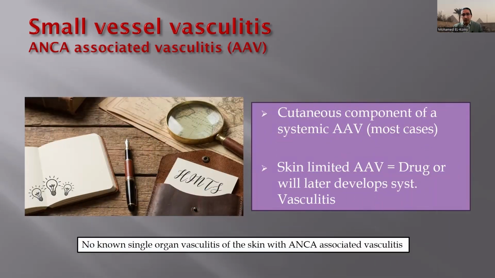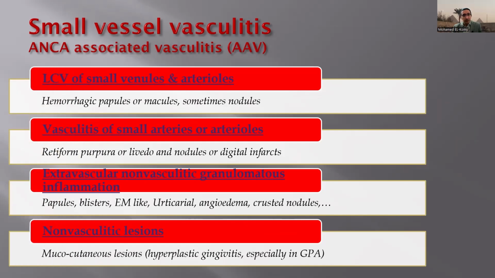These ANCA-associated vasculitis affect small vessels mainly and affect the skin either as a part of a systemic vasculitis or as a skin-limited variant of a systemic vasculitis. Till now, there is no known single organ vasculitis of the skin with ANCA-associated vasculitis. The cutaneous manifestations of the ANCA-associated vasculitis are really heterogeneous.